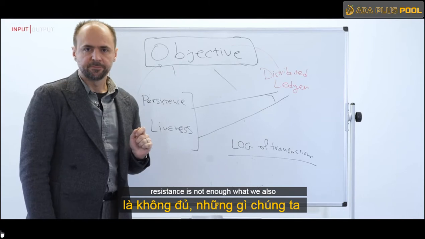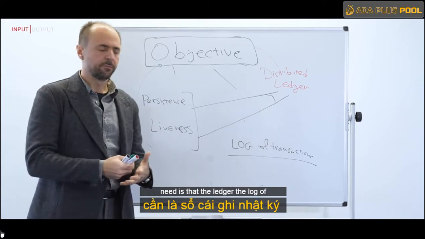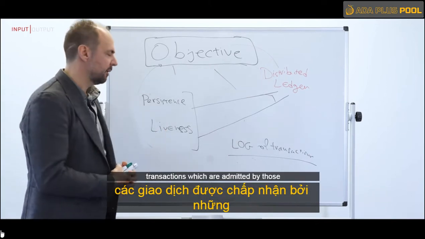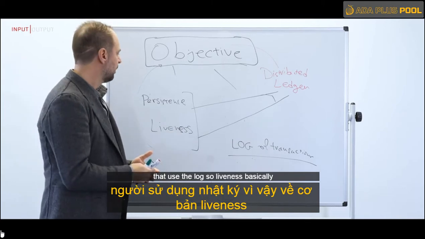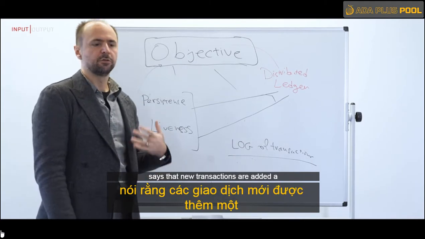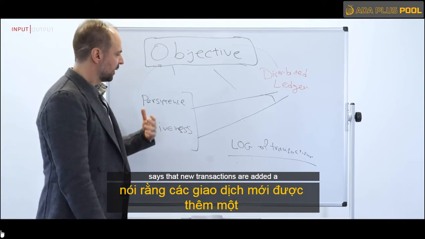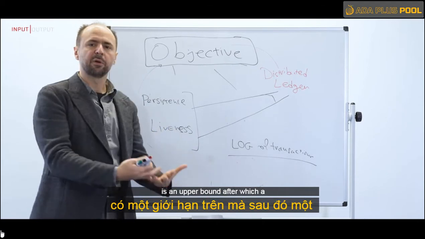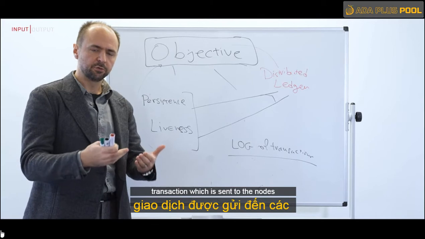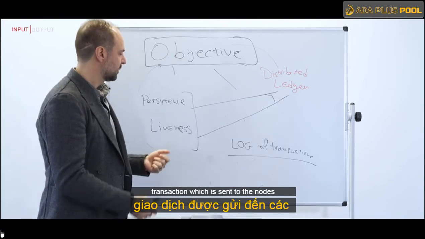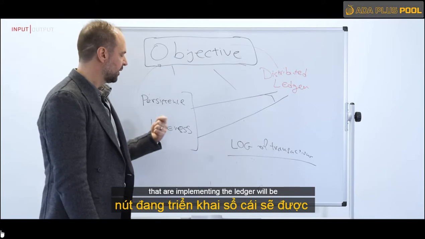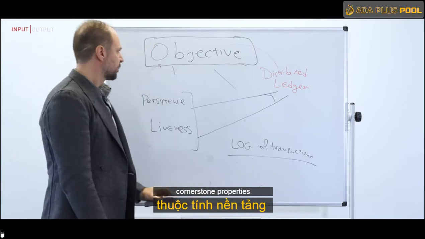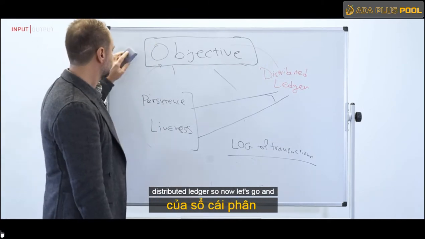Persistence is not enough. What we also need is that the ledger, the log of transactions, is populated by transactions which are emitted by those that use the log. So liveness basically says that new transactions are added at regular frequency, and at minimum there is an upper bound after which a transaction which is sent to the nodes that are implementing the ledger will be included in the log. So these are the two cornerstone properties of what is the objective of a distributed ledger.